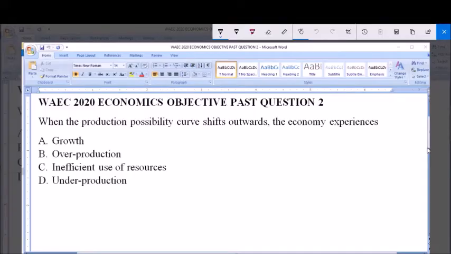Hello and welcome. I will be answering WAEC 2020 Economics Objective Past Question 2. When the production possibility curve shifts outwards, the economy experiences A. growth, B. overproduction, C. inefficient use of resources, D. underproduction.